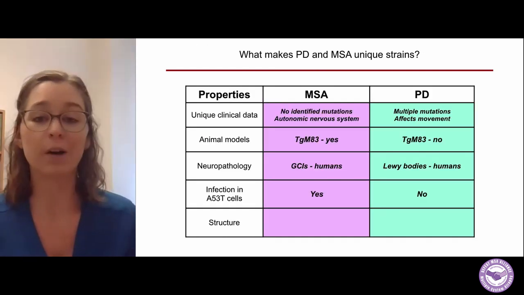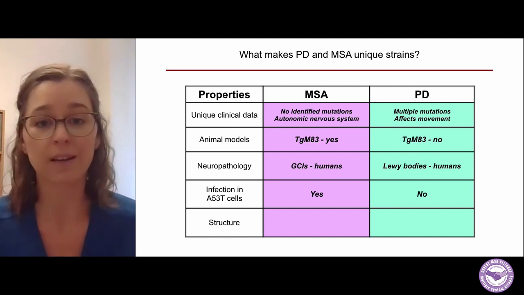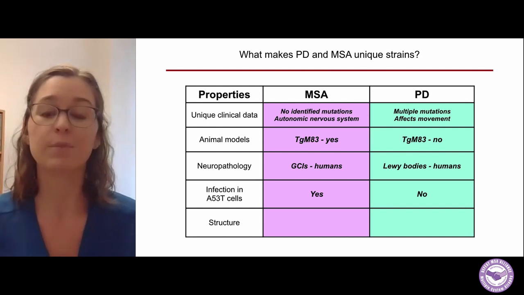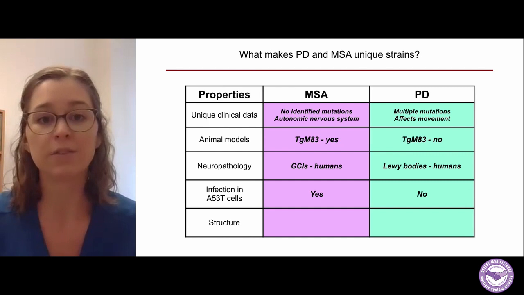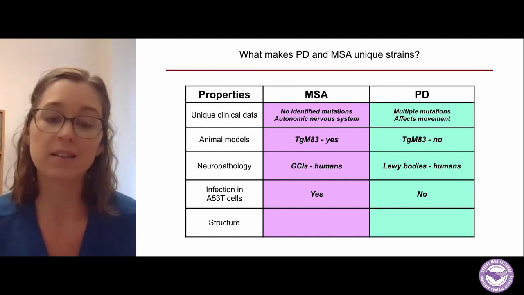So now we have a mouse model where we can study MSA and that PD doesn't propagate in. And we also have a cell line where MSA propagates and PD doesn't. So far, this is adding on to our list of different criteria for MSA and PD where both strains act differently.